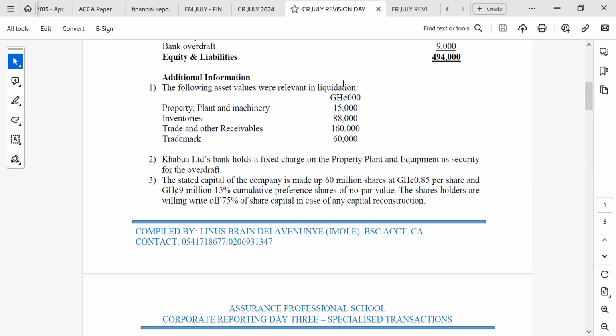3. The stated capital of the company is made up of 60 million shares at 85 pesos per share and 9 million Ghana cedis, 15% cumulative preference shares of no par value. The shareholders are willing to write off 75% of the share capital in the case of any capital reconstruction.